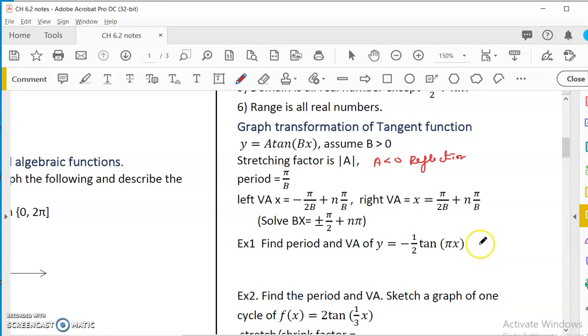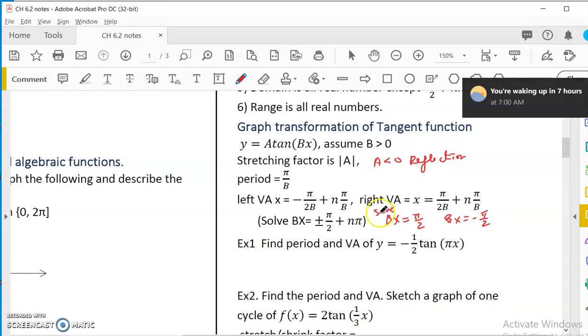The period is pi. Okay, so the new period will be pi/b if you have bx inside the tangent. Now, how do I find the vertical asymptotes on the left and the right if I have bx? Basically, it would be ±pi/2b. That means it is half of the period to the left, half the period to the right. If you don't want to remember this, what you can do is for the basic one, you solve for bx equal to pi/2 and bx equal to -pi/2.